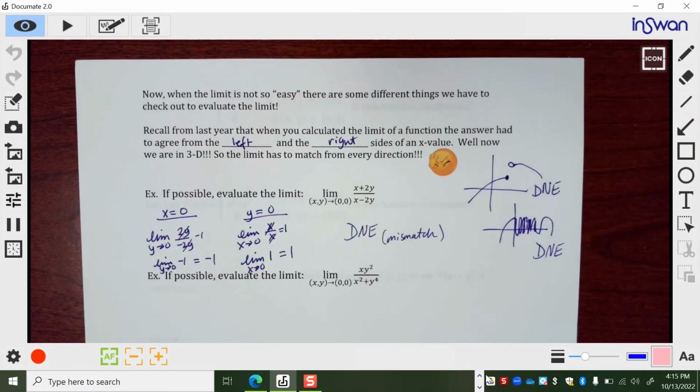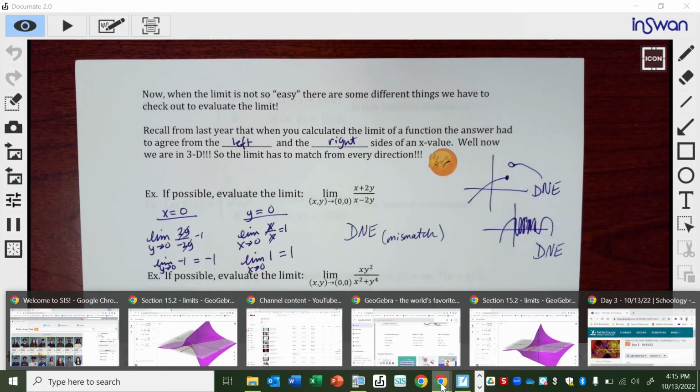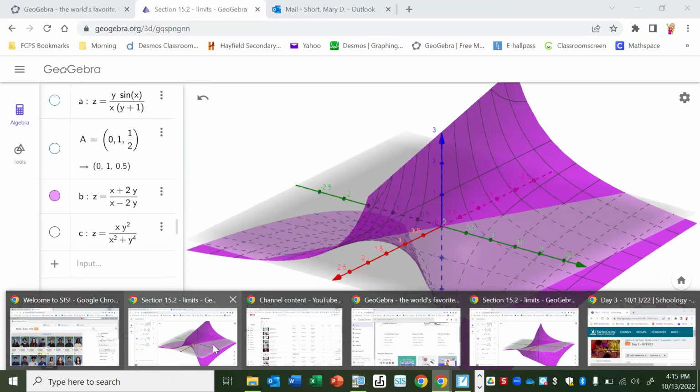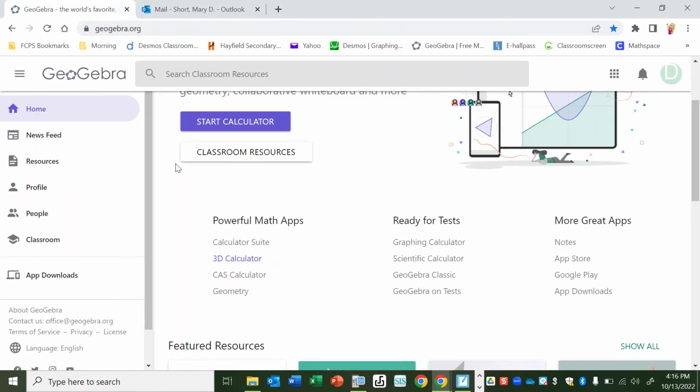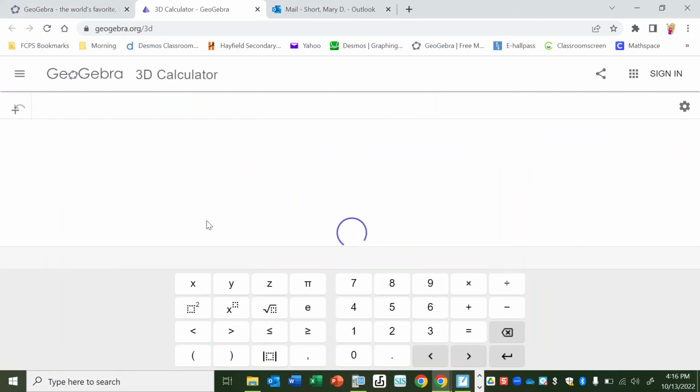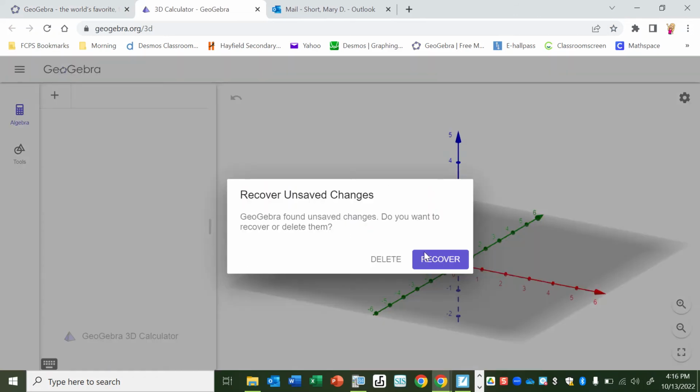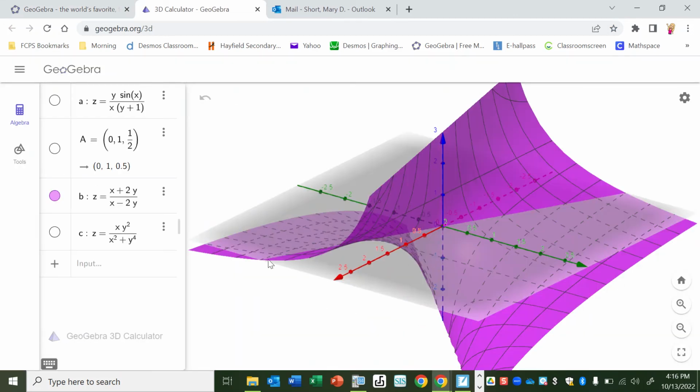All right, so let me go back to my picture. Hopefully GeoGebra didn't die again. Okay. Dang it, GeoGebra. All right, give me a second. Okay. All right, so here's our problem right here.